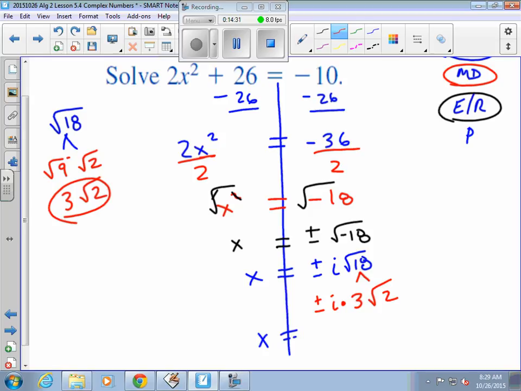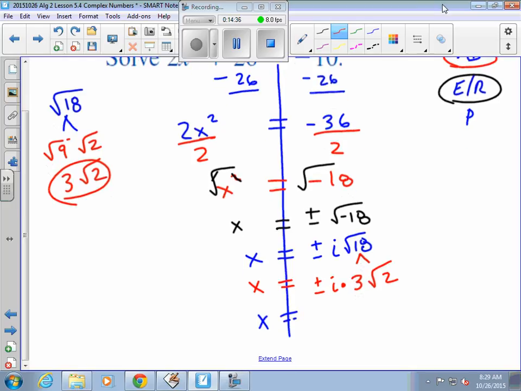Your standard form of this is a plus bi. Now, there's no a value because 3 is multiplying by i, or i is multiplying by 3. So this is simply 3 times the square root of 2 i. Or if you reorder it, remember, it doesn't matter what order you multiply in. It's actually better to write it as 3i times the square root of 2. And it's both positive and negative 3i times the square root of 2.